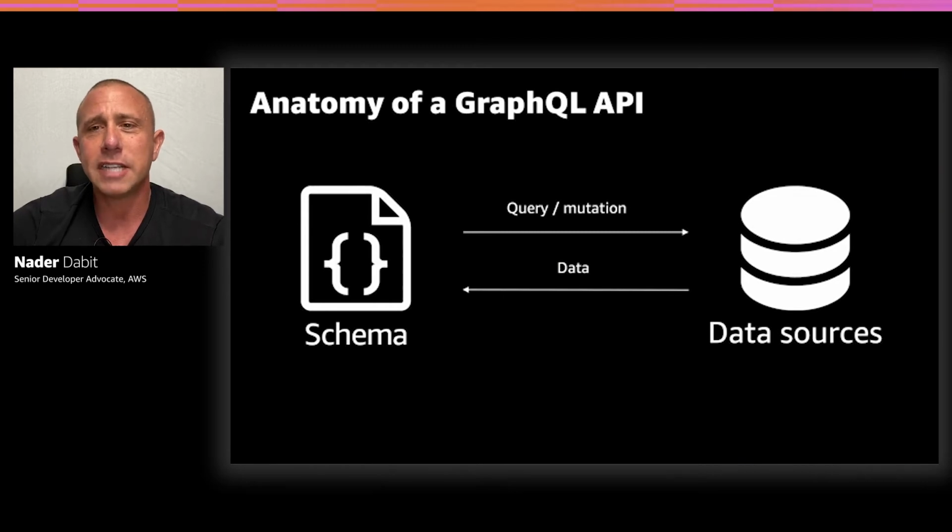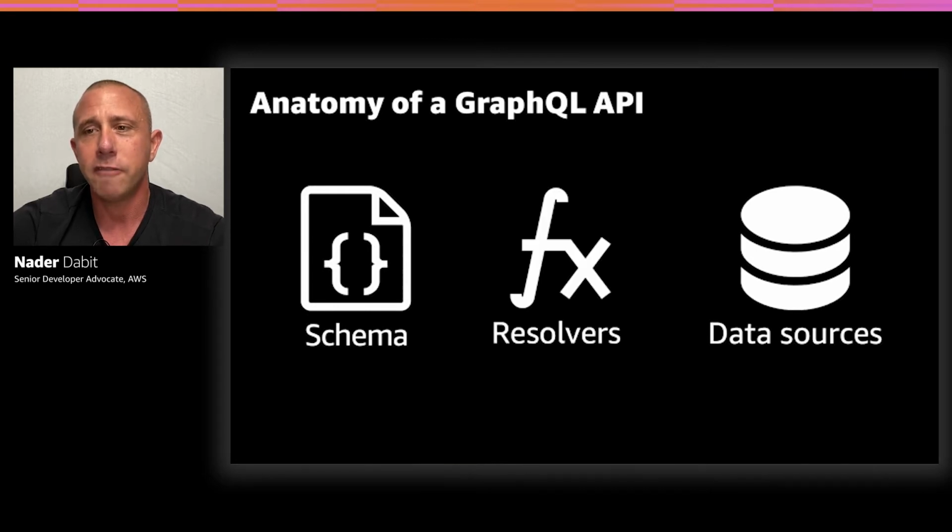Using the different types and the different operations, you would then define your data source, and the data source would be where the data is going to be placed or retrieved from using the different GraphQL operations. Finally, you have your resolvers. The resolvers are essentially functions that allow you to define the business logic that happens between the GraphQL schema and the data sources.